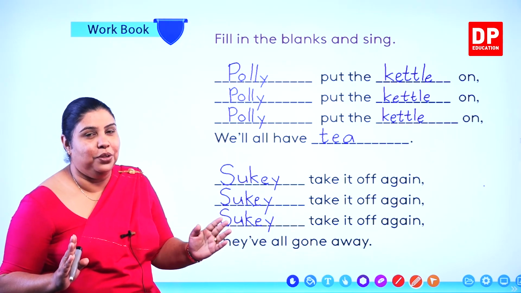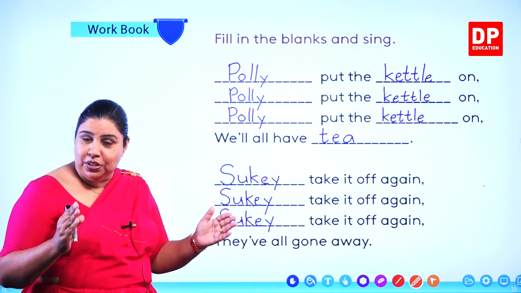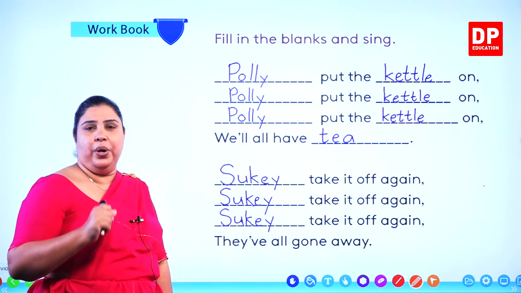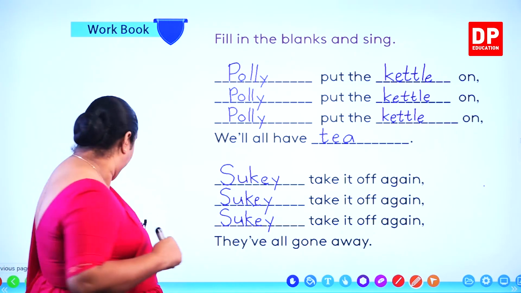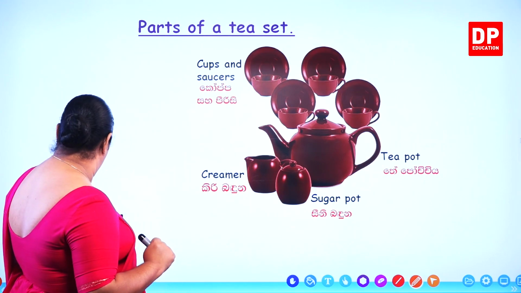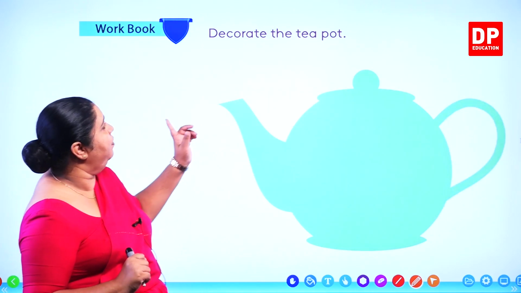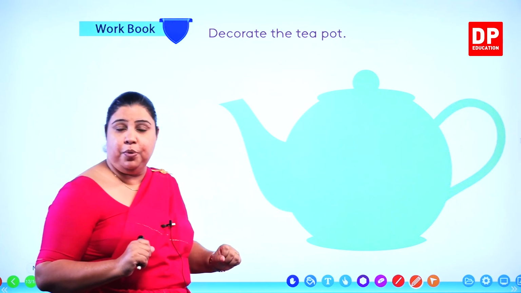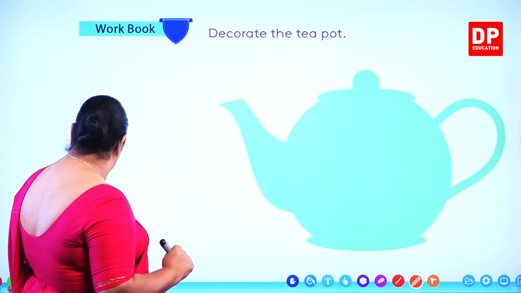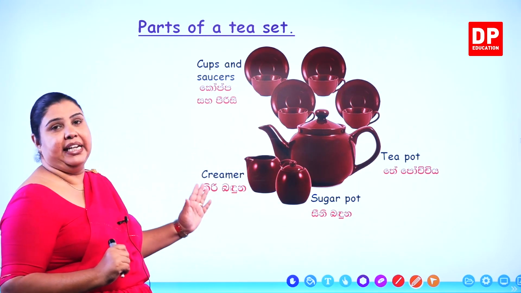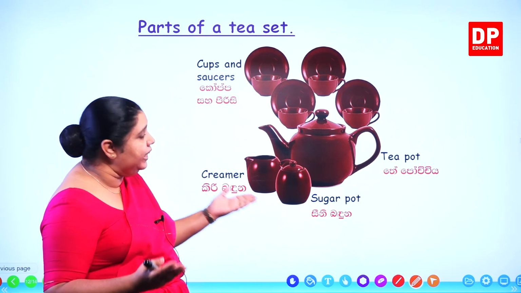Now I'm going to take you to another beautiful picture where it shows you a tea set. We will go and see what it is all about. Come. Right. Now in your workbook, you have a little activity to do like this. You have to decorate the teapot. Now, before we decorate our teapot, we will come here and I want you to take a look at this tea set. This is called a tea set.